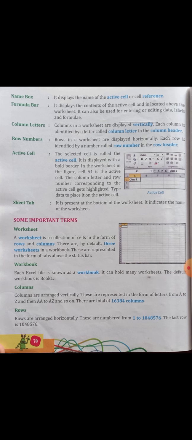So name box is actually a point or a structure which displays the name of the active cell or cell reference. Then comes your formula bar. Okay, children, in the formula bar what happens is it displays the contents of the active cell and is located above the worksheet. It can also be used for entering or editing data, labels and formulas.